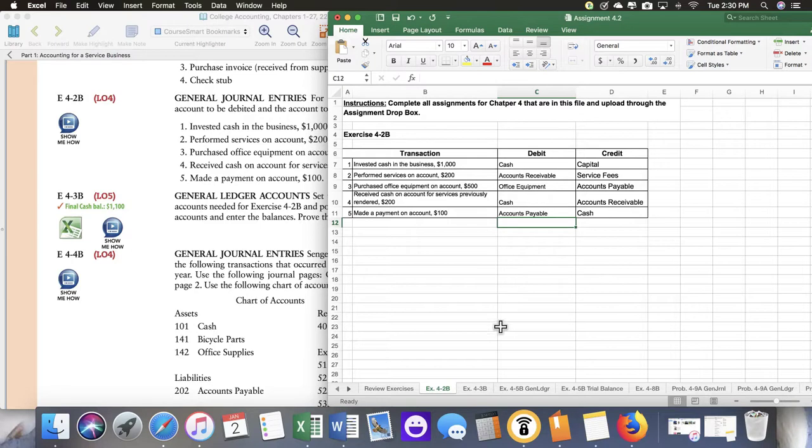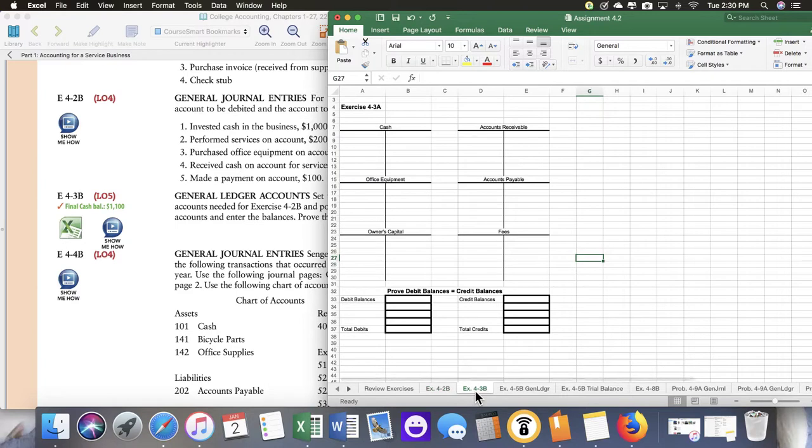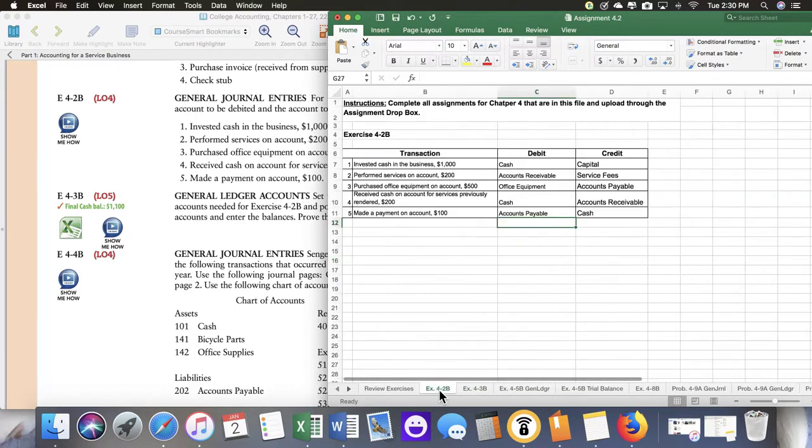For 4-3, we're going to take these account names and the transaction amounts and put them in the T-chart. So the T-charts have already been labeled. I'm just going to do all the debits first and then all the credits, just because it would be easier for me. So debit cash for $1,000.